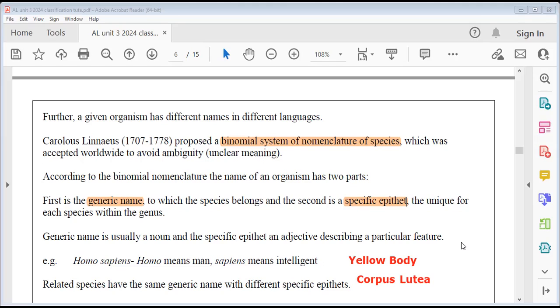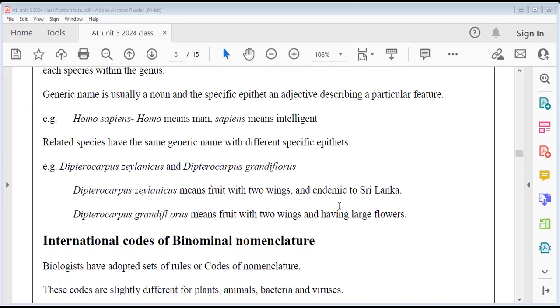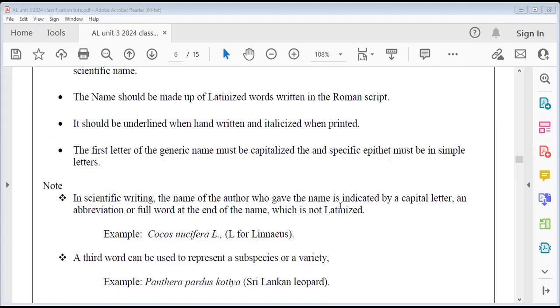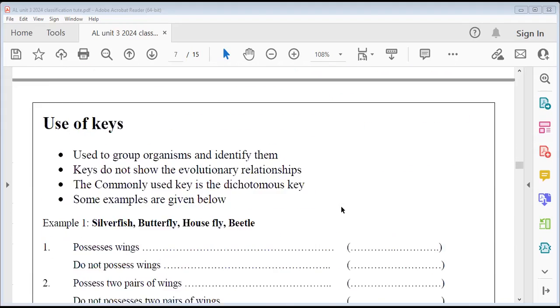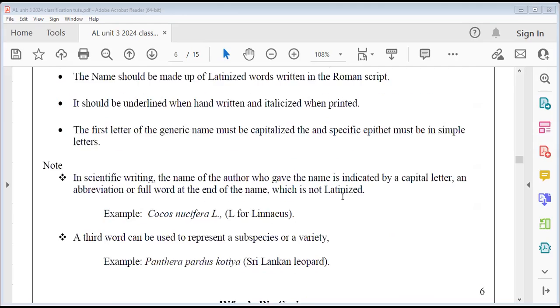The same idea they follow here. Homo sapiens. Homo means human, sapiens means intelligent. We ourselves called ourselves intelligent. Understood? Okay, that is the truth. So the specific epithet, the second word, is an adjective. The rest of the things, inshallah, I will discuss with you in the coming class.